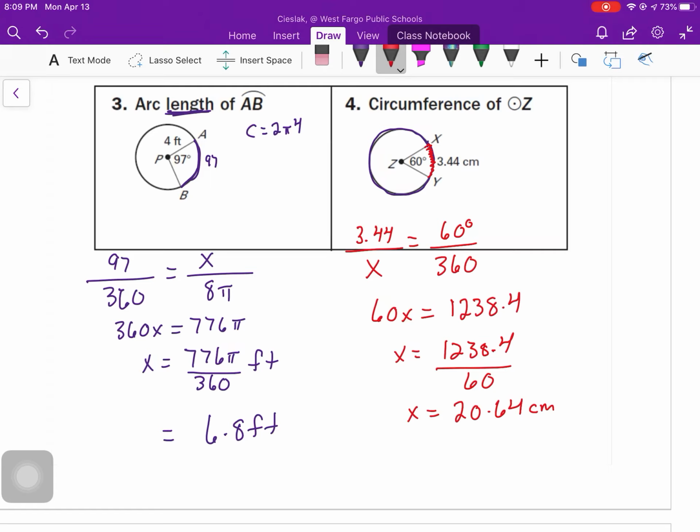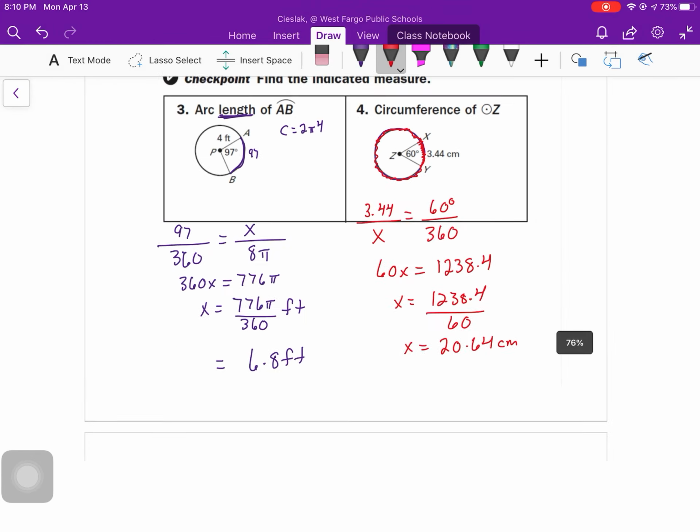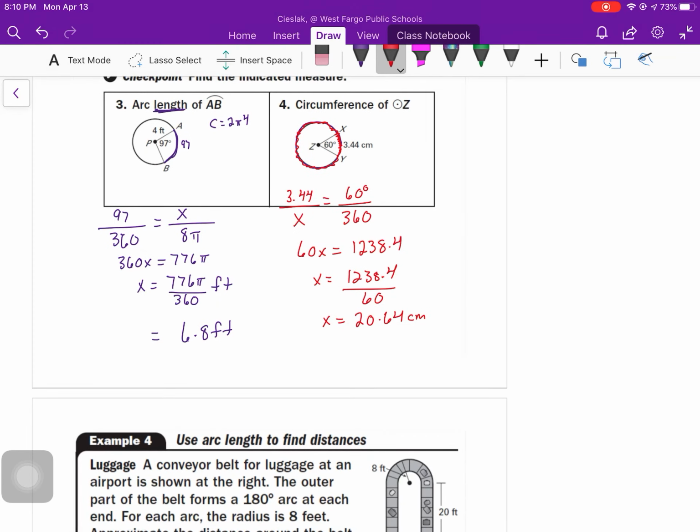Okay, so all the way around, I'm going to scribble that in red. The whole circumference is 20.64. I cannot stress enough, guys, it's all about part to whole relationships, and then just setting up a proportion.